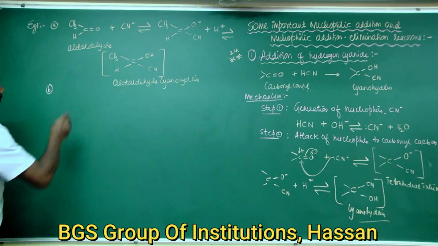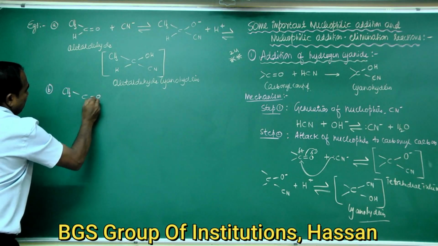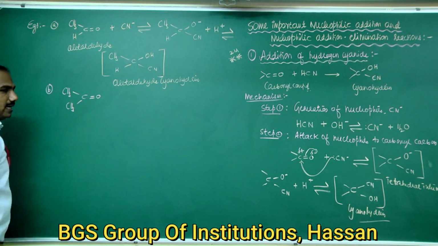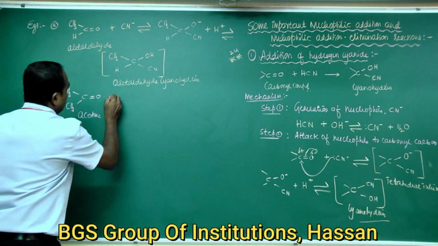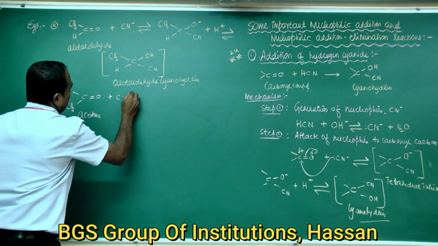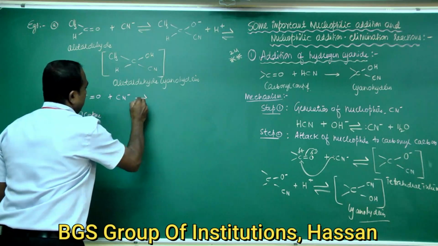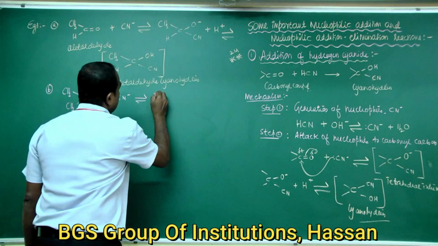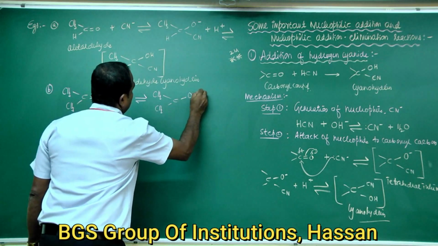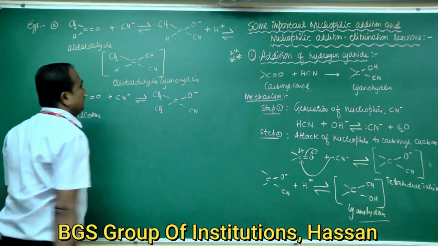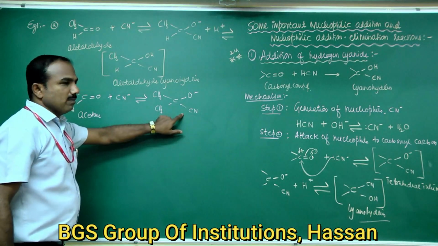We take a second example. The first was an aldehyde; for another, take a ketone, that is CH3 single bond C double bond O single bond CH3. This is acetone. Acetone combines with cyanide ion, CN minus, to form the tetrahedral intermediate. That tetrahedral intermediate is CH3 single bond C single bond CH3, with O minus and CN.